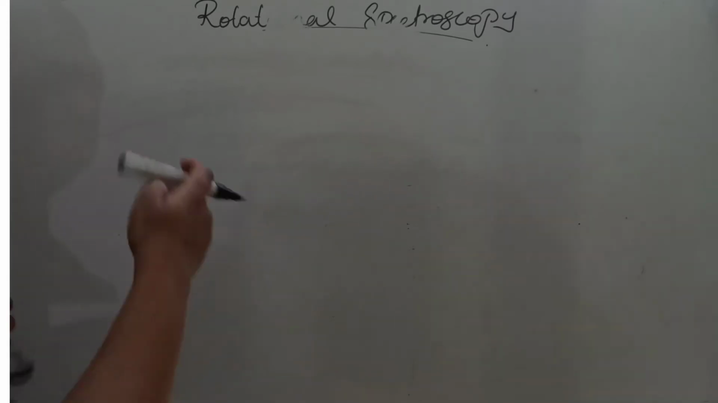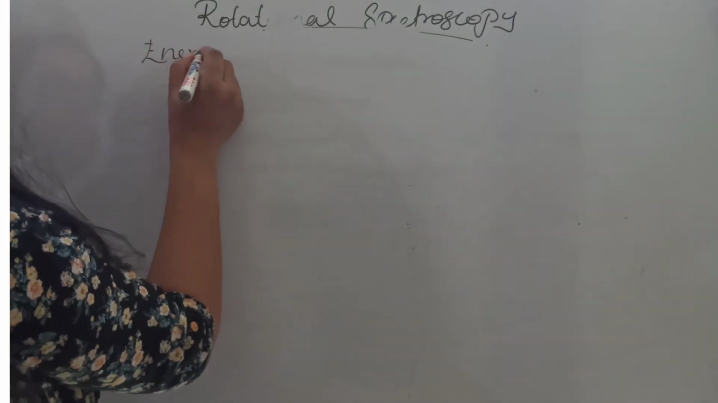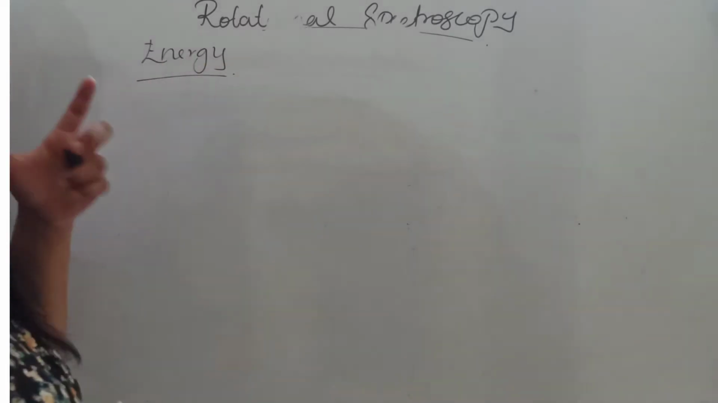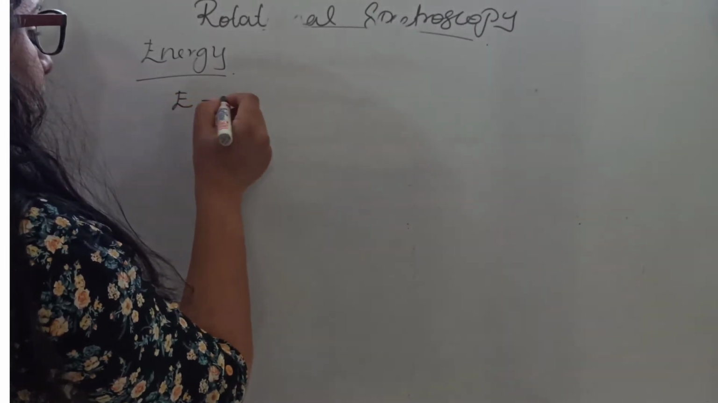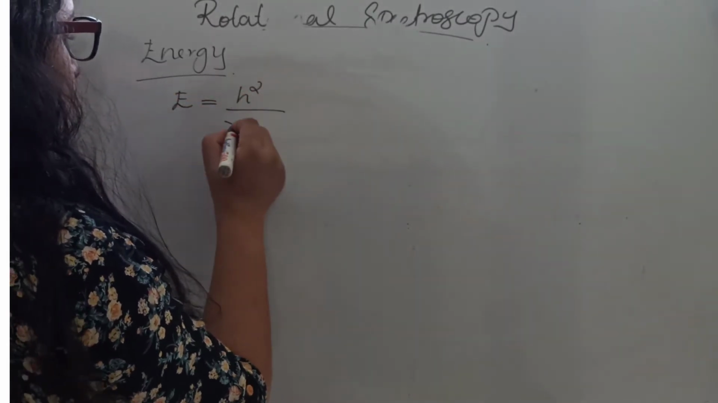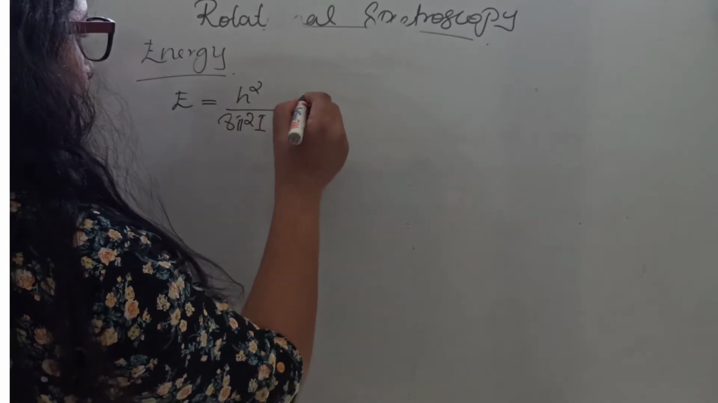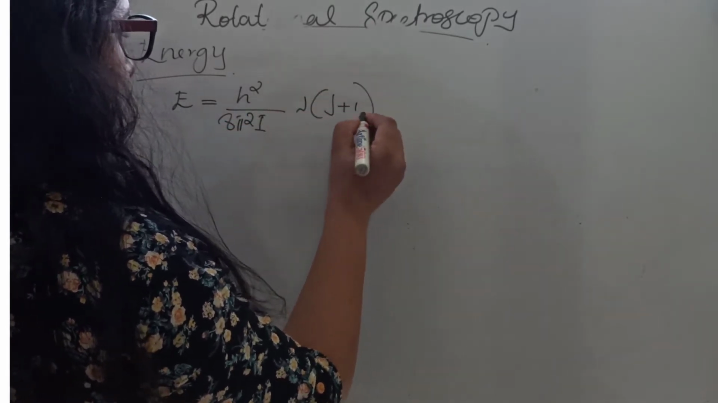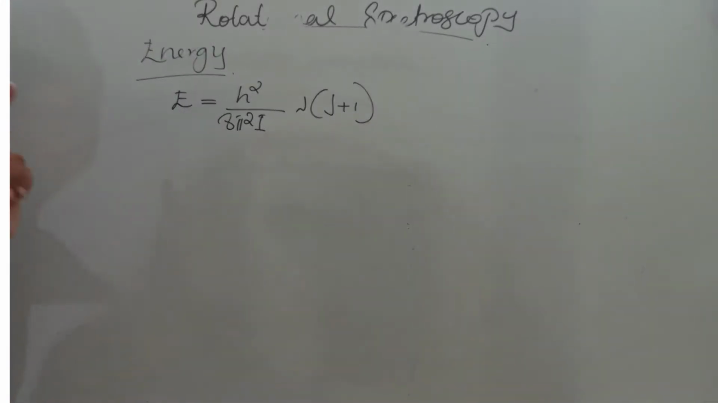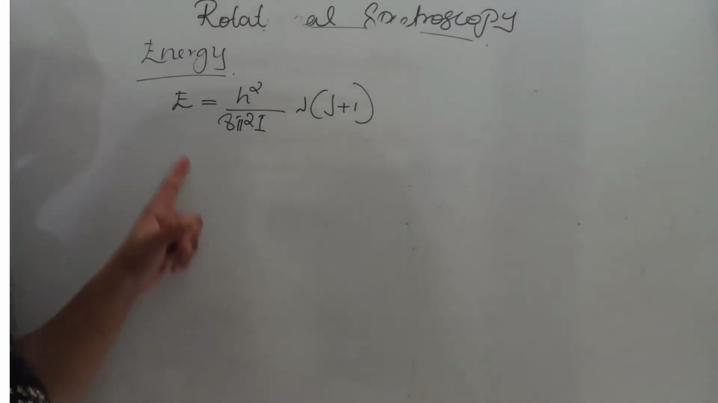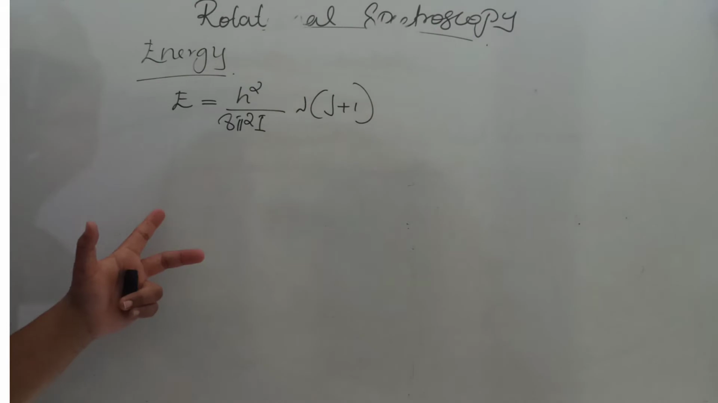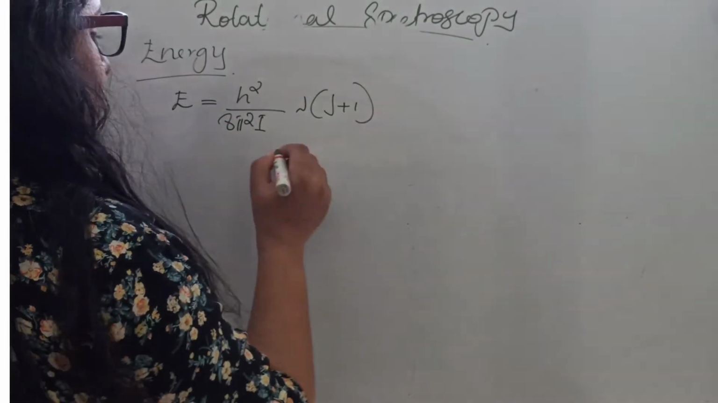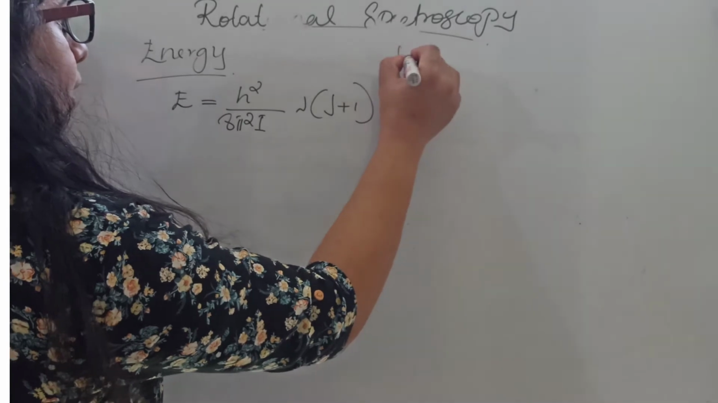Now we will move to the energy condition. In all spectroscopic techniques we study the energy criteria: if it is rotational, the rotational energy, then vibrational energy, translational energy. Every type of molecule possesses energy. The energy of a rotating molecule is given by the equation h square divided by 8 pi square I, J into J plus 1. This equation is derived from quantum mechanics, and for now we are not going into the detail of deriving it, because we don't need that.